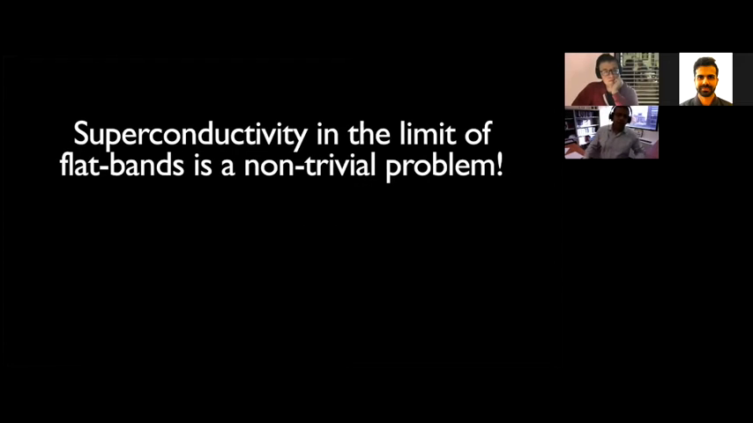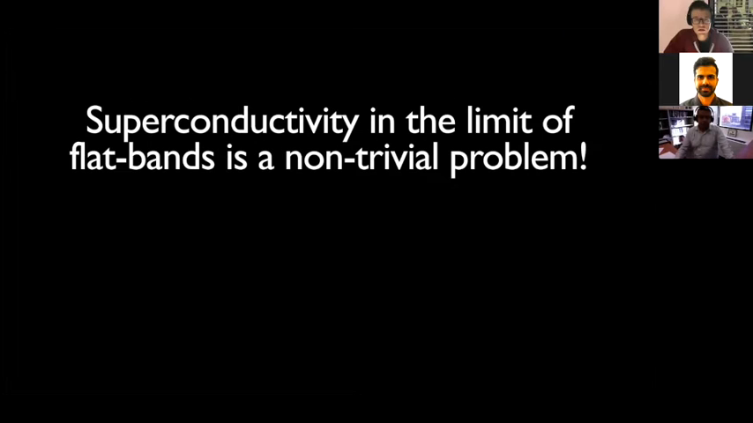Okay, so the preamble to this talk is that superconductivity in the limit of flat bands is a highly non-trivial problem. As I go along, I'll tell you why that is the case. Before I continue, Cyprian told me that there will be lots of grad students in this talk, so please interrupt me at any point and ask me questions. I have tried to make the first half of the talk very pedagogical.